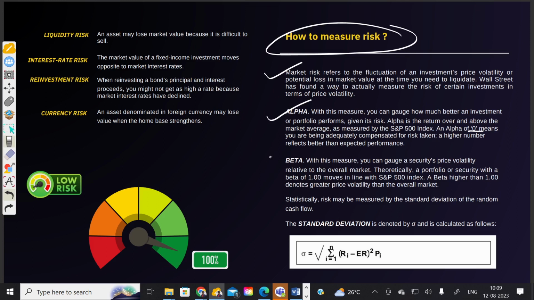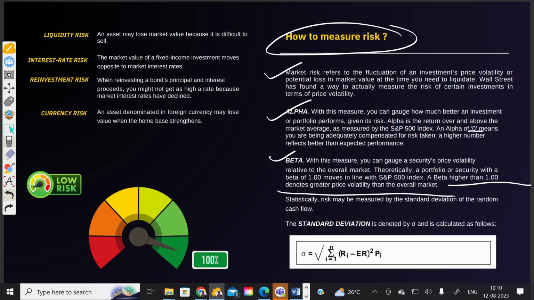And if I take the beta, with this measure, you can measure a security's price volatility. Beta means volatility relative to the overall market. Theoretically, a portfolio or security with a beta of 1 moves in line with the S&P 500 index. A beta higher than 1 denotes greater price volatility than the overall market. If the beta is higher, then market price volatility is also higher.